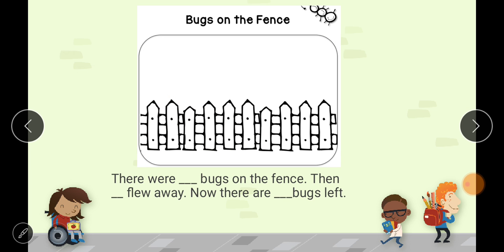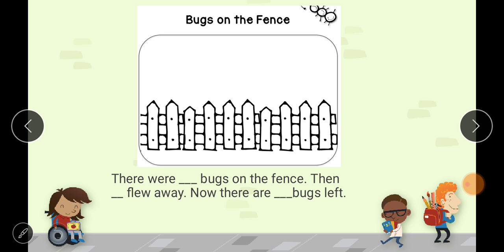Now let's read this. There were bugs on the fence. The bugs flew away. Now dash bugs are left. Okay, so that is a story. The story here says that there were bugs on the fence. You can see the fence. There were bugs on the fence. Now, can you see bugs on the fence? No. So you're going to complete this story and also solve the problem in this story.